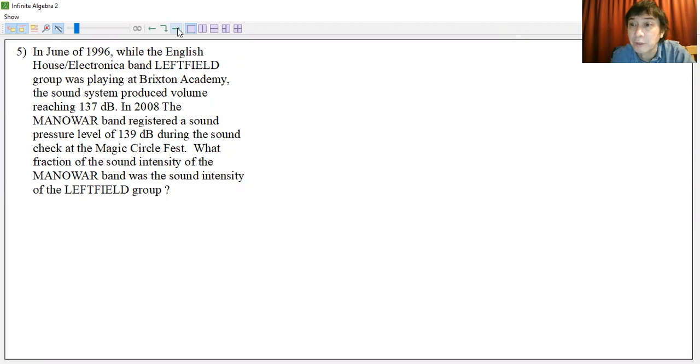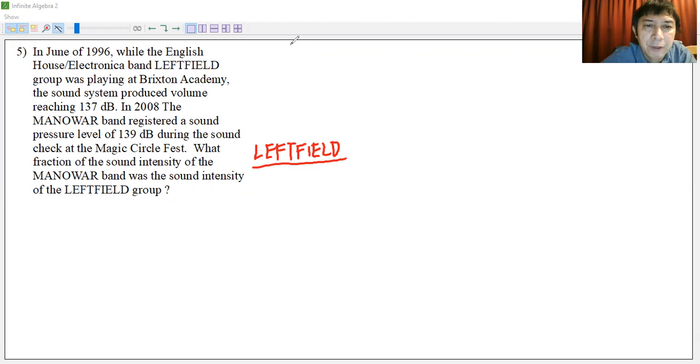Okay, here's number 5. This time it's sound level. This is something to do with sound level and loudness. So in June of 1996, while the English house electronica band Leftfield was playing at Brixton Academy, the sound system produced volume reaching 137 decibels. So this is decibels, this will be loudness. So let's use the Leftfield first. And we have 137 decibels. This will be loudness.